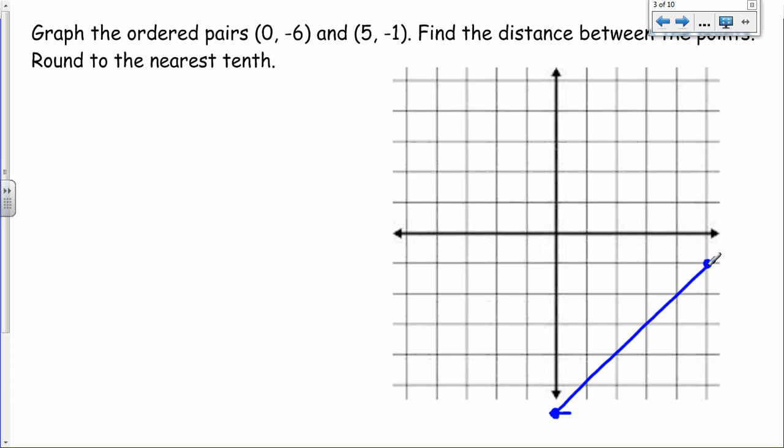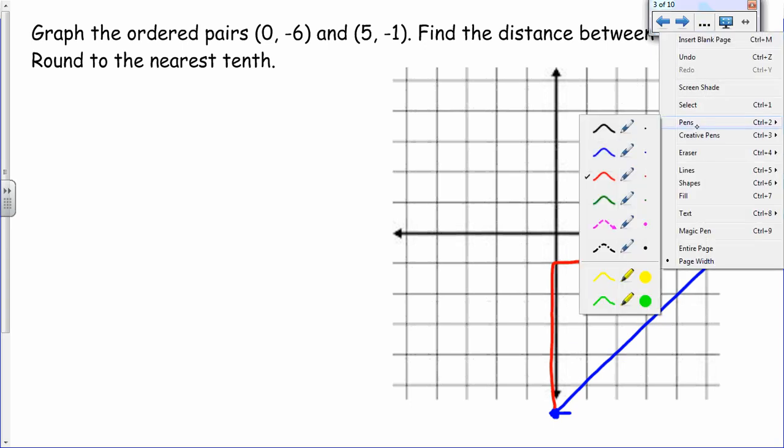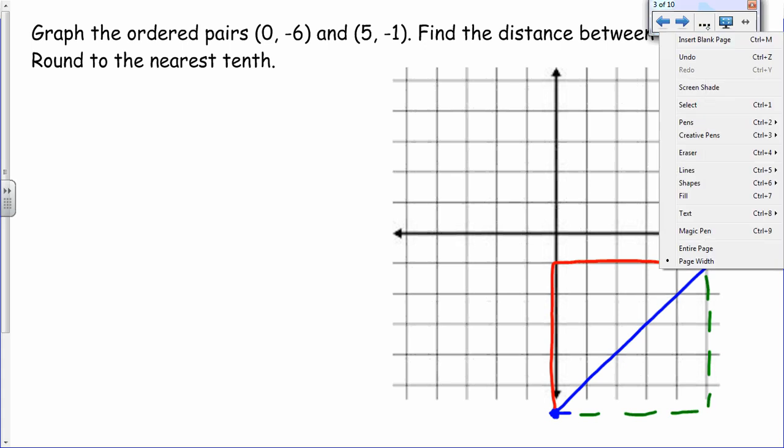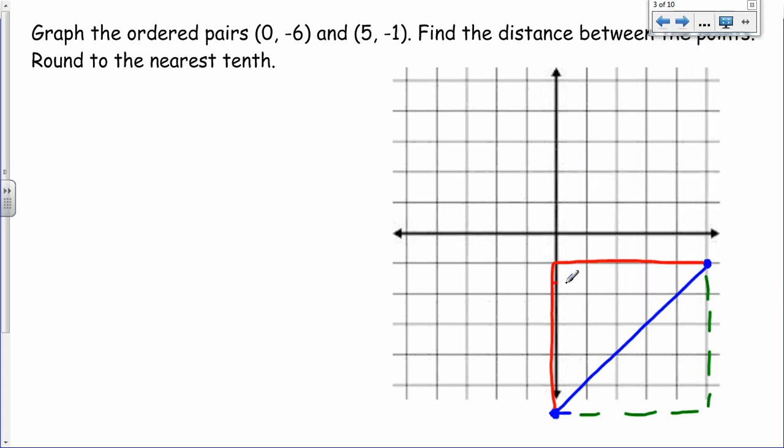Now, because you're on the coordinate plane, you've got several options for drawing your right triangle. You could draw it this way, or you could draw it this way. I'm going to use the one in red because I had to go off my graph a little bit. So once I get my right triangle drawn, I'm just going to count. 1, 2, 3, 4, 5. 1, 2, 3, 4, 5. So both of my legs have lengths of 5, so I'm going to try to find my hypotenuse.